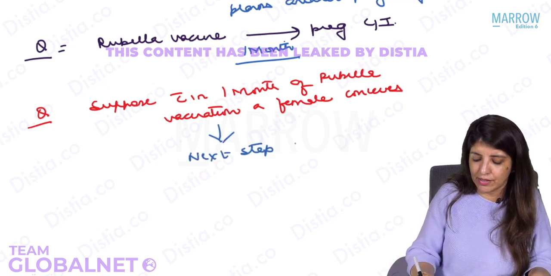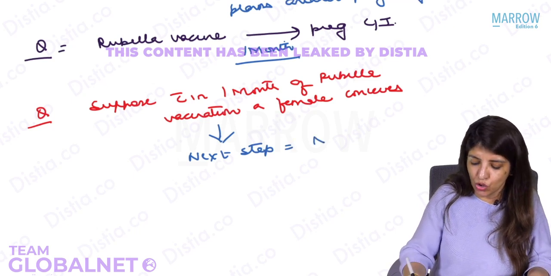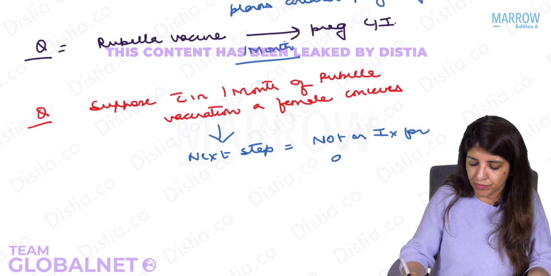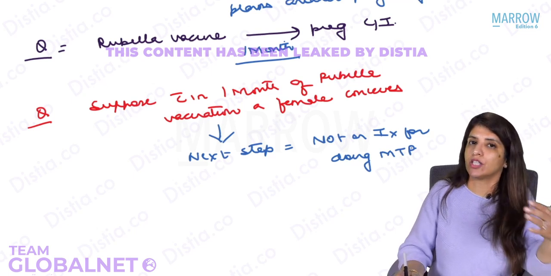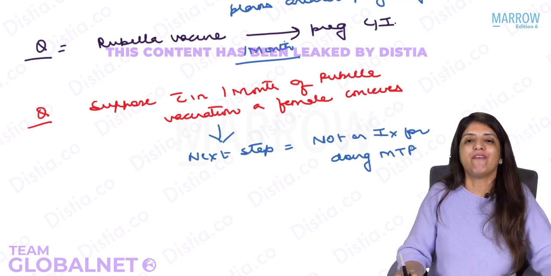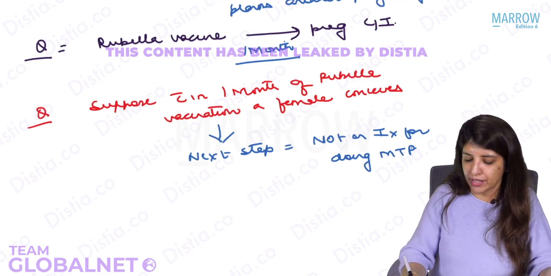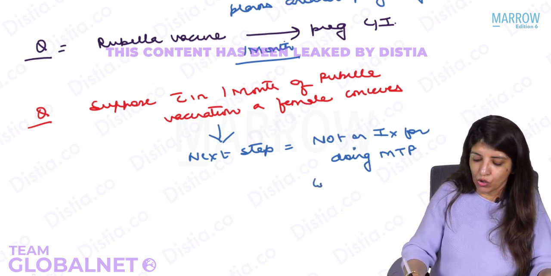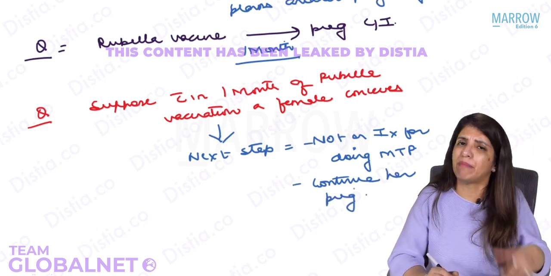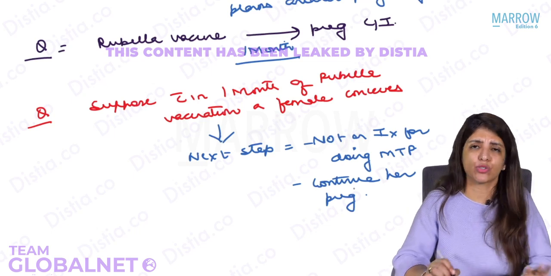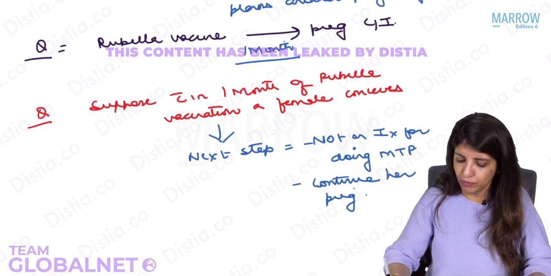Please do not say that I'm going to do MTP. It is not an indication for doing MTP. Rubella infection in first trimester is an indication for MTP. Rubella vaccination is not an indication for doing MTP. You are going to continue her pregnancy. Right? By chance, if a female becomes pregnant, that's okay. Clear to all of you?